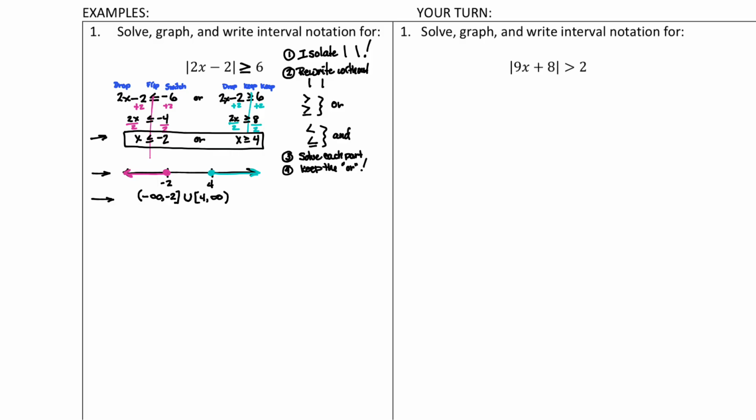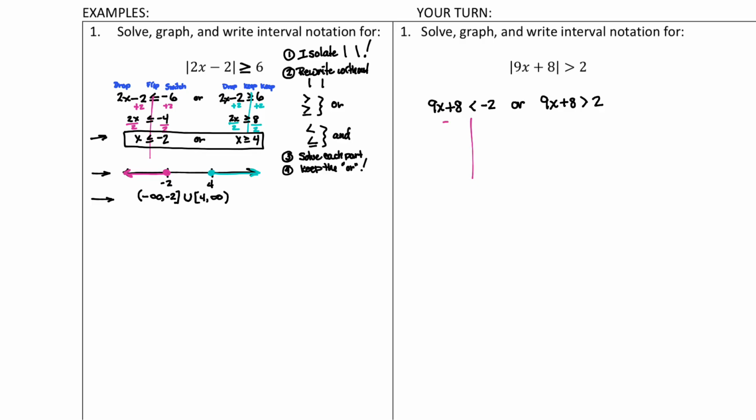So it has a greater than, which means it's going to be an "or". Because it's an "or", we're going to drop the absolute value sign, flip the inequality, change the sign on the 2. Or, drop the absolute value, keep the inequality, keep the sign of the 2. And now we solve each side separately.